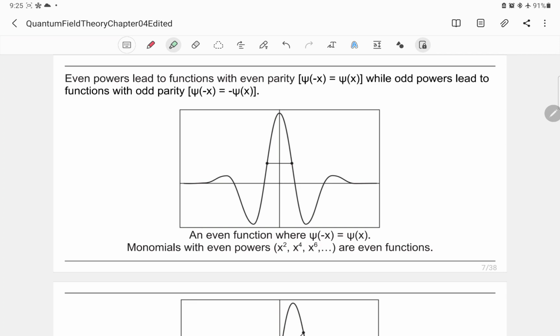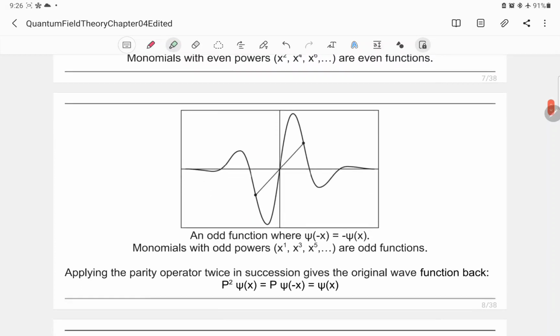Even powers lead to functions with even parity, this one, while odd powers lead to functions with odd parity, and that one. So for an even function, where psi of negative x is equal to psi of x, you have this kind of symmetry. If you flip about this axis, you would get the same form of the wave.